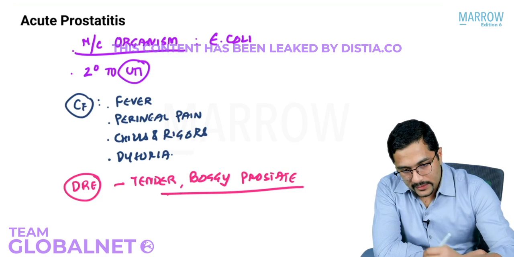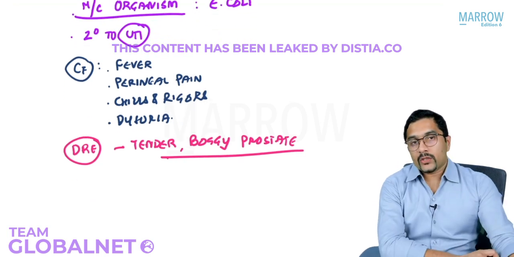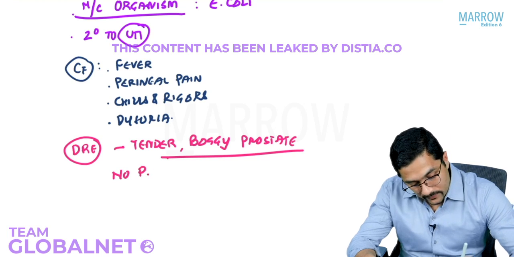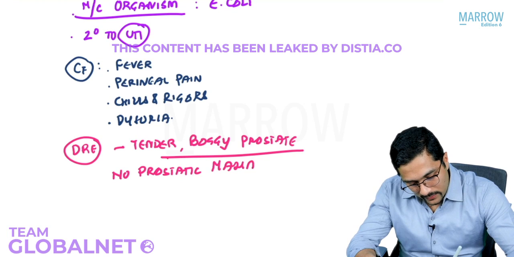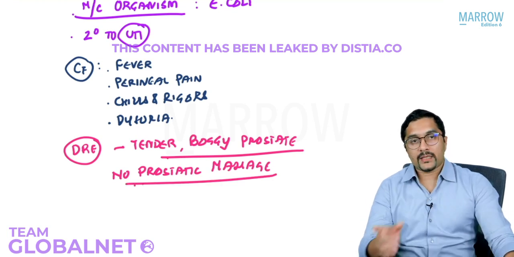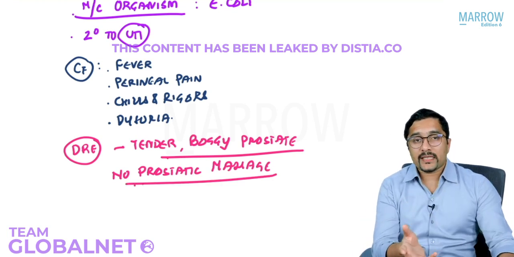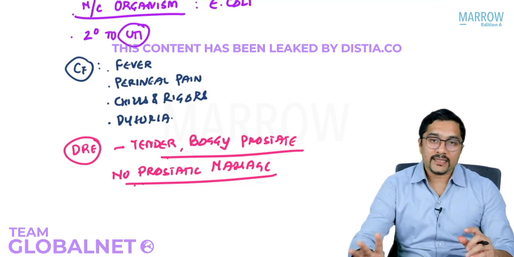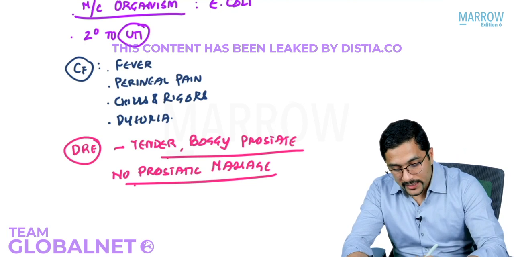You will feel a tender, boggy prostate. No prostatic massage should be done, because if you do a prostatic massage, it can lead to septicemia. So we avoid a massage. Gently you can do a DRE and see that there is a tender, boggy prostate.